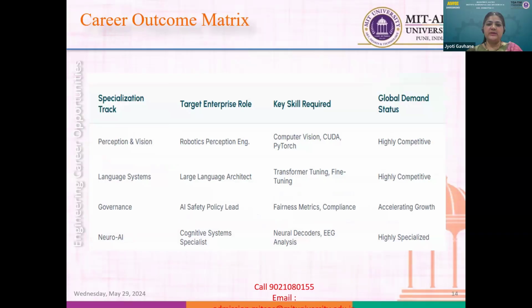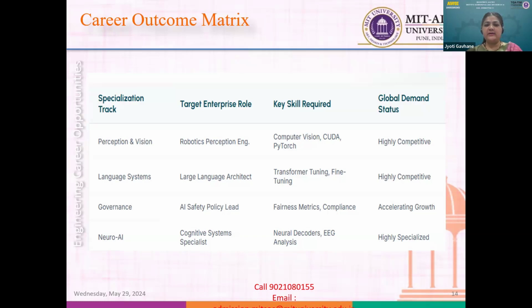Now, these are some of the tracks. Once I learn and complete my 4-year course, what are the different roles in the market? With respect to specialization, if I want to map those specializations with our 5 senses, the first is perception and vision, as in computer vision we have seen. Language systems: machines are translating speech as well as text. Then governance, and the last one is neuro AI. Target enterprise roles: robotics, large language architect, AI safety policy leads, and cognitive system specialists.